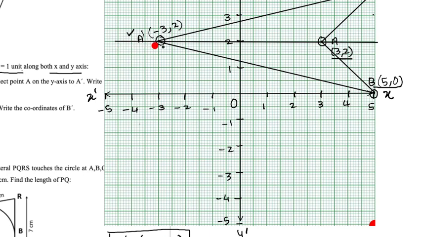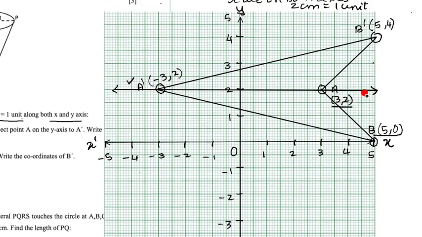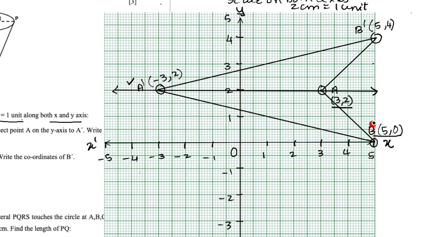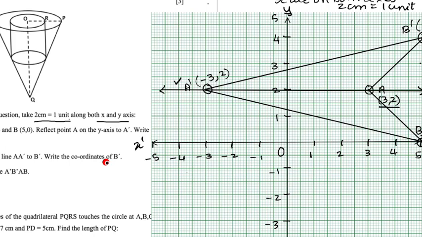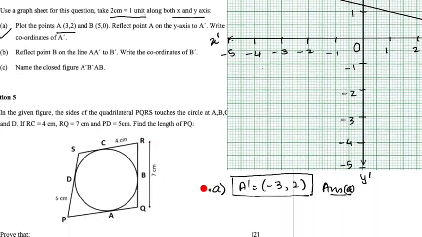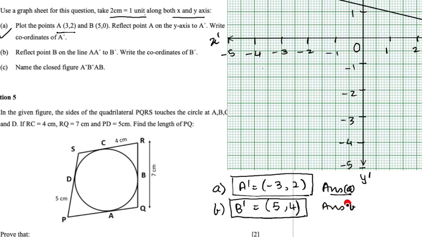Reflect point B in the line AA dash to B dash. So AA dash is to be joined, so we will show it like this, AA dash, but from A to A dash is only this much and our B is here. So we have to make sure AA dash is extended like this, and B is 2 units below AA dash, so we will go 2 units above AA dash, and that will be our B dash, which is 5, 4. They say write the coordinates of B dash, that's our part B. So our B dash is 5, 4, and this is our answer B.